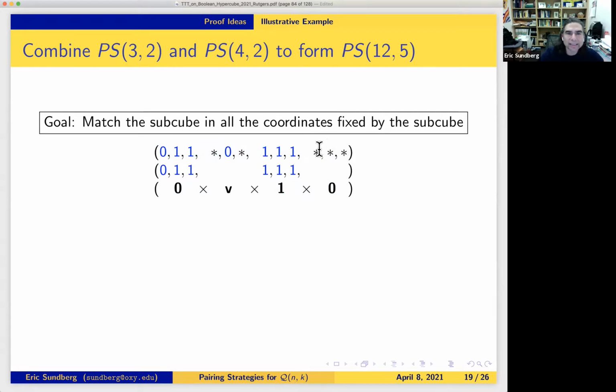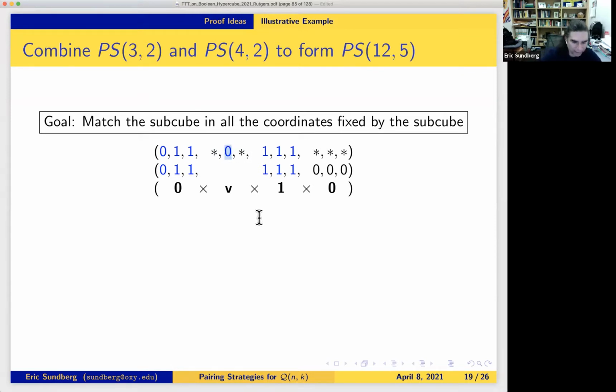Well, in the last bin, in the fourth bin, these are all stars, so there's nothing to match. So I can pick any even parity vector there. I'll just use the all 0s. And in this second bin here, notice this is a length 3 vector with 2 stars. Well, that's exactly a 2-dimensional subcube of Q3. And this is where my V bin is, my pairing strategy PS32. So I'm guaranteed that there will be an edge from PS32 to block this 2-dimensional subcube. In other words, to have a 0 in its second coordinate.